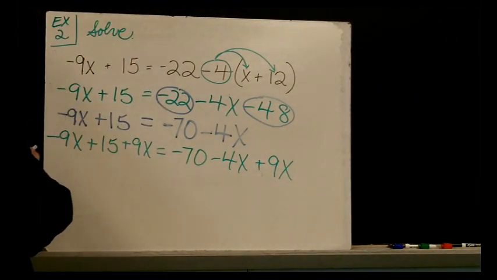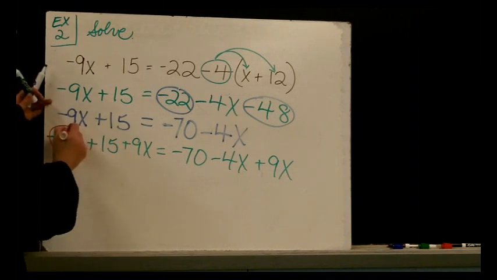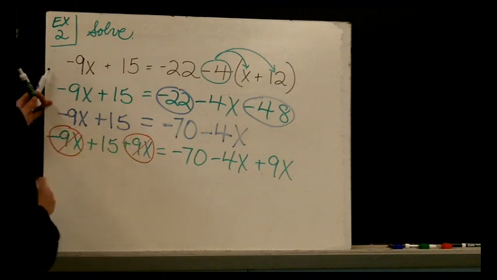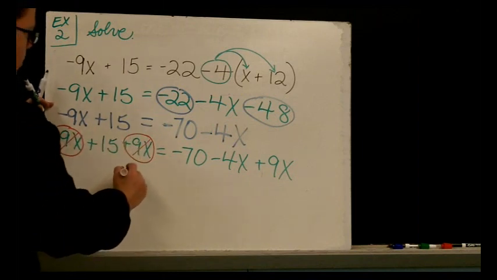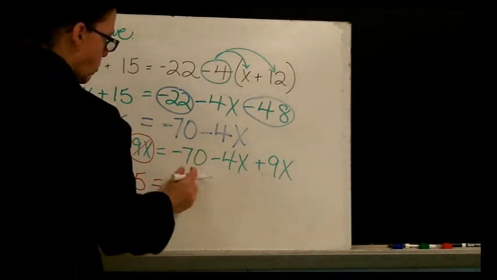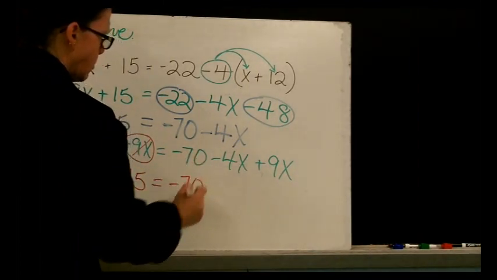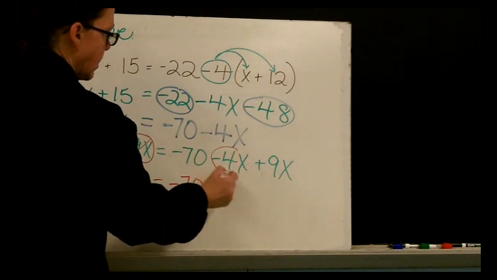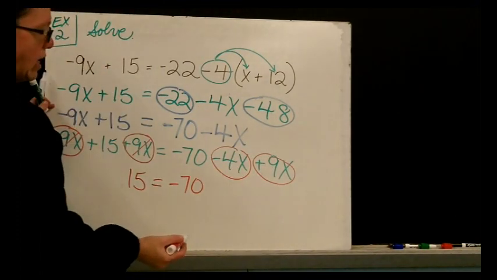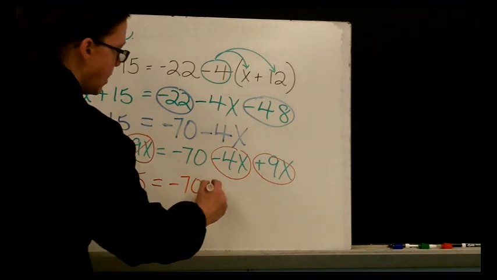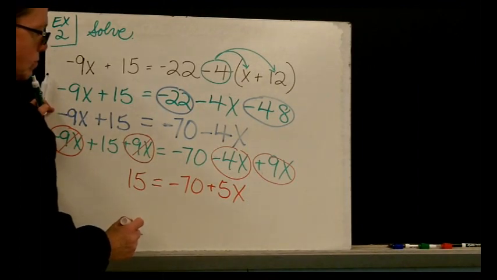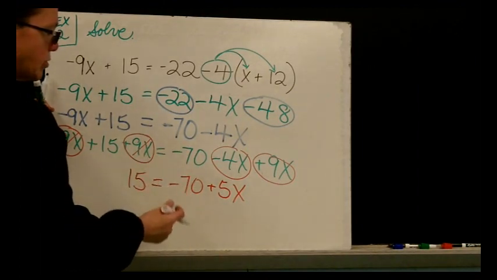What we did here was exactly what we wanted. We zeroed out our x's, and we're left with a positive 15. Now over here, we have one constant, so I'll bring it down. And this, we have two like terms. We have a negative 4x and a positive 9x. Together they make a positive 5x. So we're one step closer.